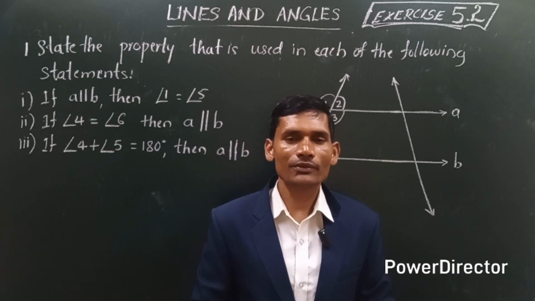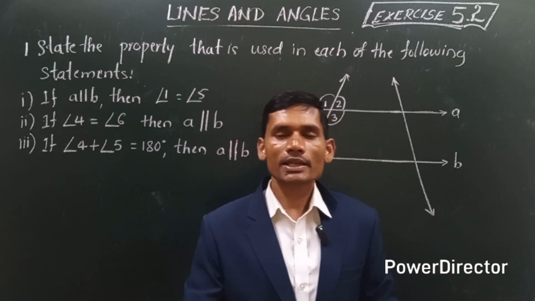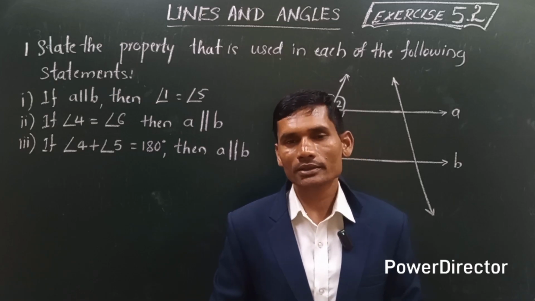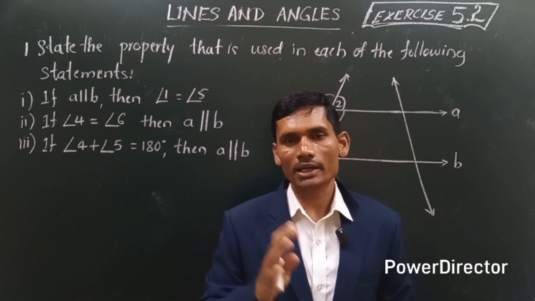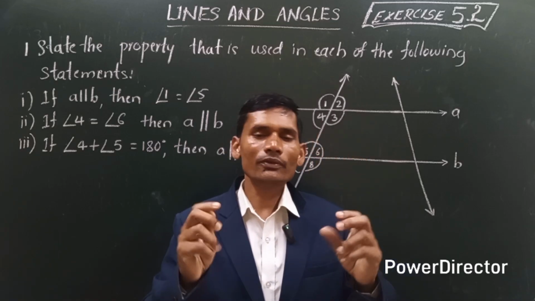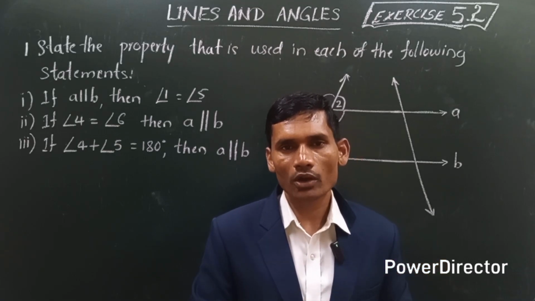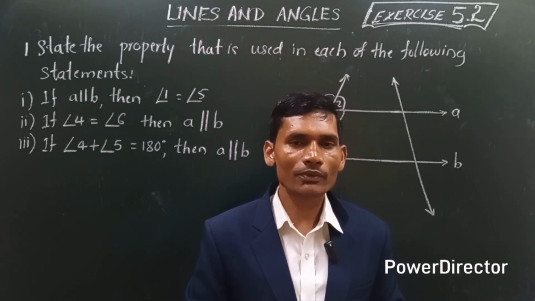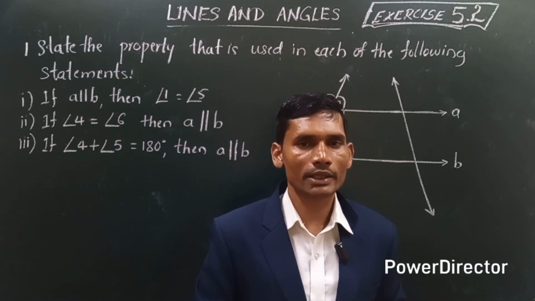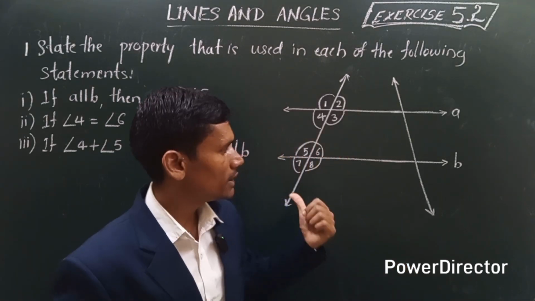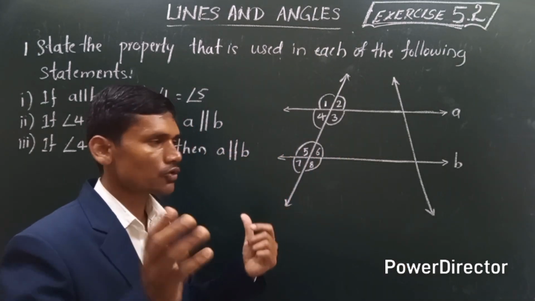In today's class, we are going ahead with exercise 5.2 of class 7th maths in lines and angles, right? If we solve exercise 5.2, then we do not have any problem with 5.1 because it is already included in that. Let us go ahead with these questions which are given, and see how to solve.